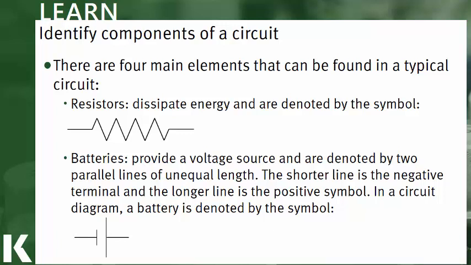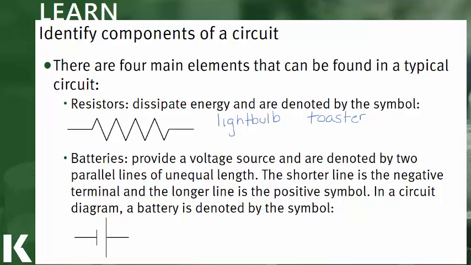The first one is a resistor. Resistors dissipate energy, and in circuits, they are denoted by this zigzaggy appearance. Now, we see resistors in everyday life, things like light bulbs and toasters.